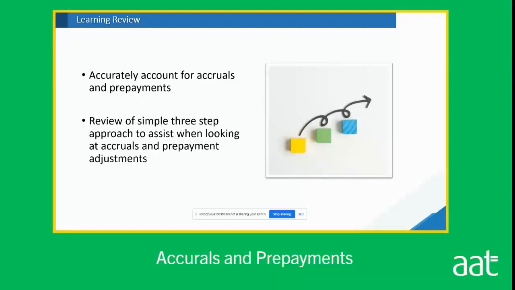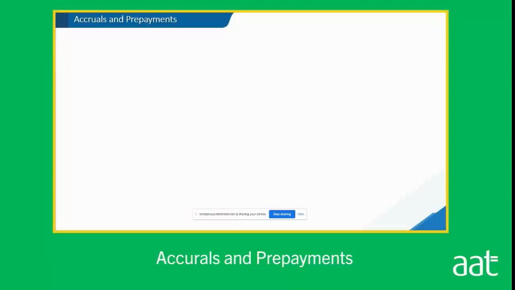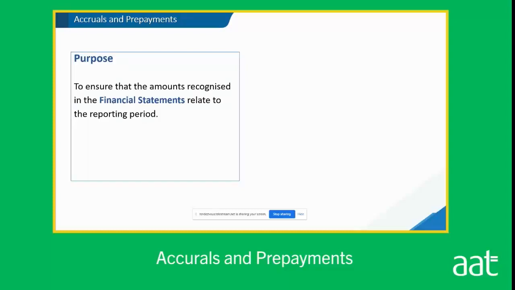Before we start to look at double entry and before we start to look at calculations, let's take a moment to have a look at why these adjustments are so important and indeed necessary. The purpose of these adjustments is to ensure that the amounts recognised in the financial statements relate to that reporting period in hand. And the issue that you may encounter is that your business will have a different year end. It could be the 31st of December, the 31st of March, or any other date for that matter.